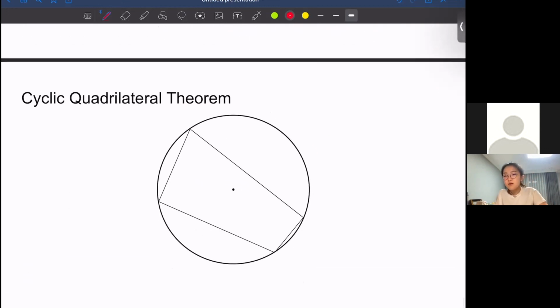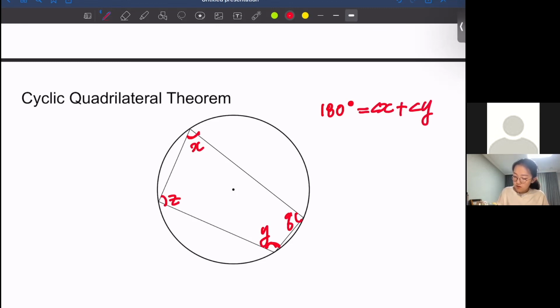And the last theorem that I'm going to explain to you guys is the cyclic quadrilateral theorem. This is when a quadrilateral has all 4 points on the circumference of a circle. And then the angles that are facing each other have a sum of 180 degrees. Like this. So this is all I have prepared for today's video.